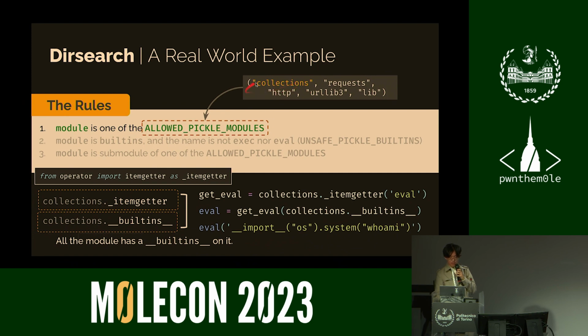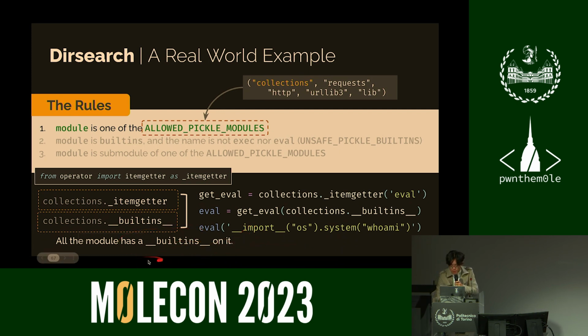Okay, so the module is one of the allowed Pico modules. I choose collections as a gadget to bypass this rule. In the collections module, there's a function called itemgetter. It's actually imported from operator, but anyway, it's still in collections. The itemgetter, just as it's named, lets you get an item. And also, every module has builtins on it. Basically all modules, for example operator or OS module or collections module, have builtins on them.